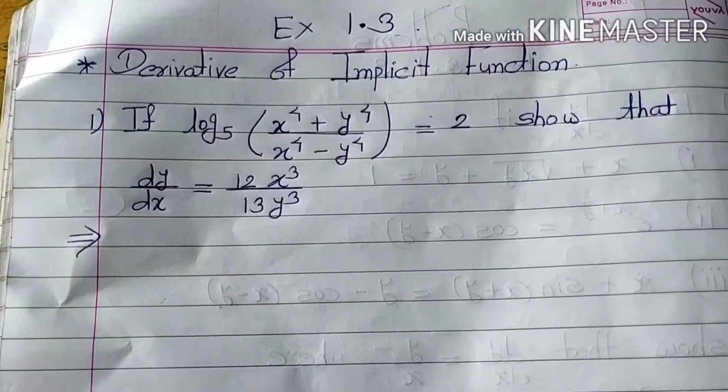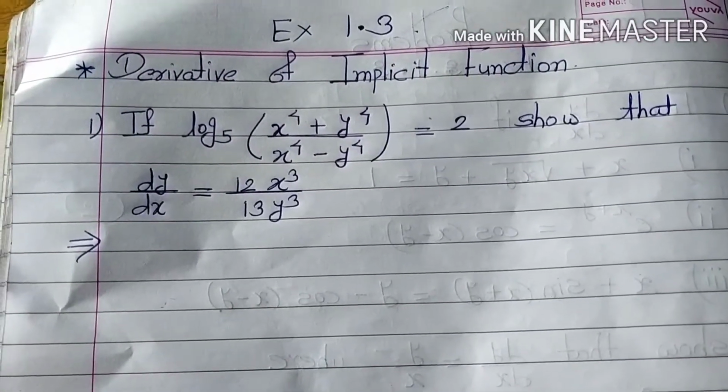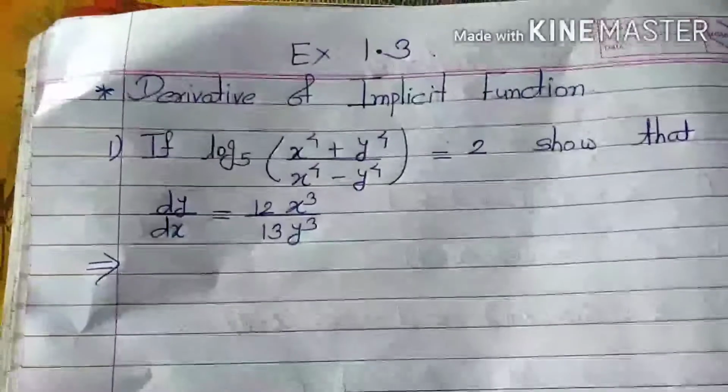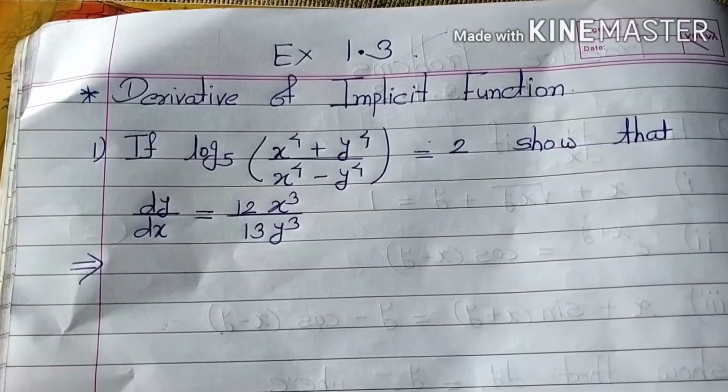Good morning students. Today we continue derivative of implicit function. There are some remaining examples from exercise 1.3.